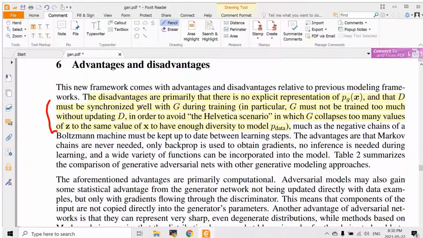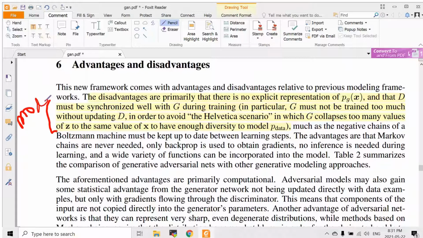In particular, G must not be trained too much without updating D. If we train G too much, then it will be able to easily fool the discriminator by providing the same output. If it knows that the discriminator is not able to tell if the data point is fake or real, then one way of fooling the discriminator is to constantly provide the same data point because it knows that the discriminator will be confused. So that is called modal collapse.